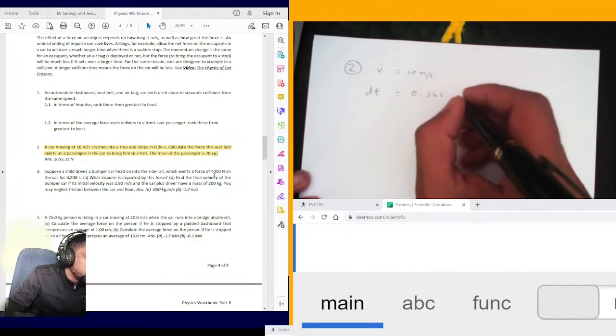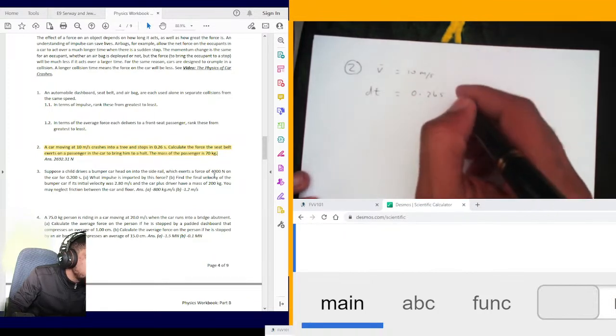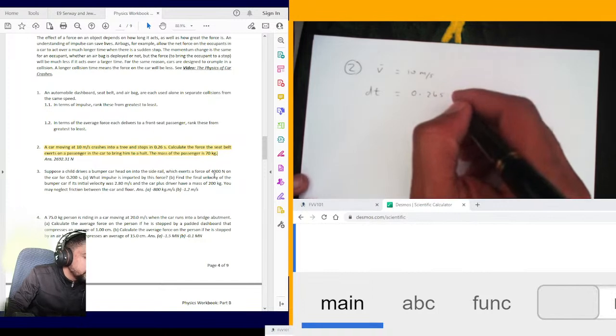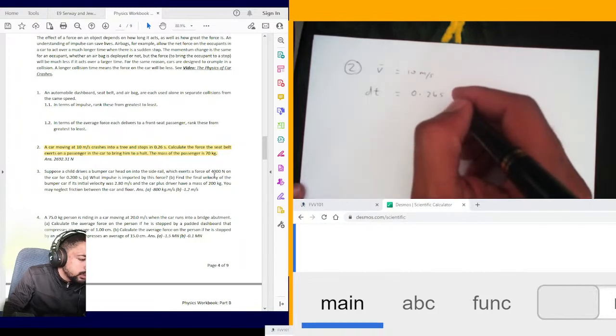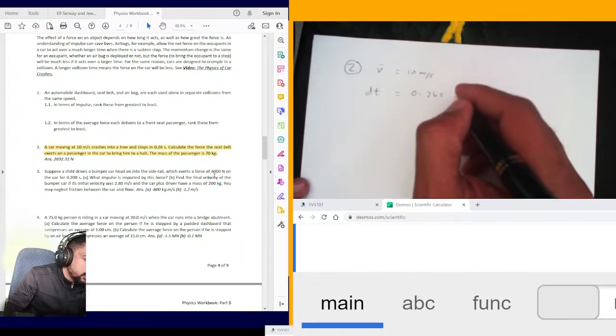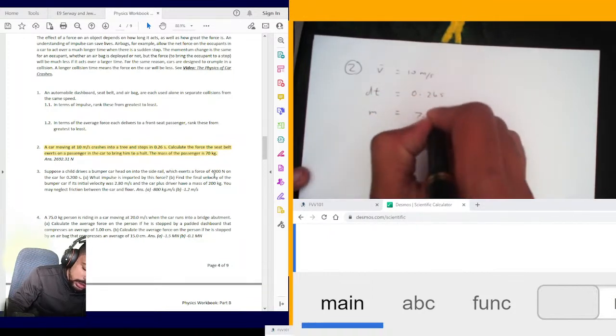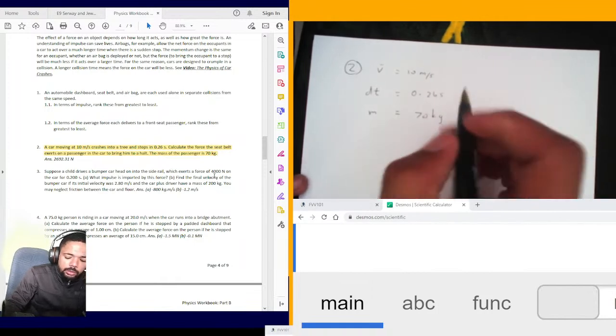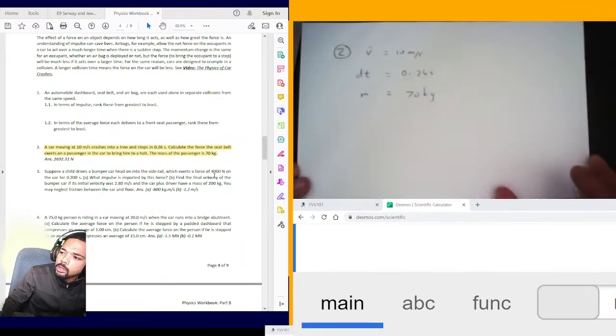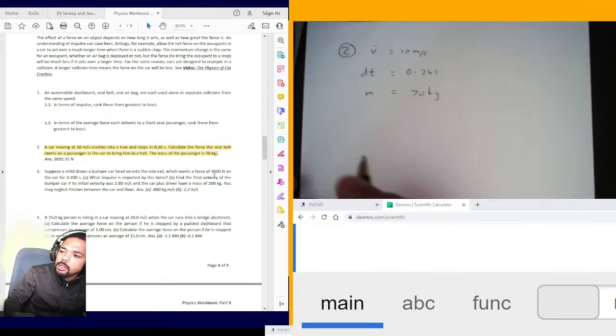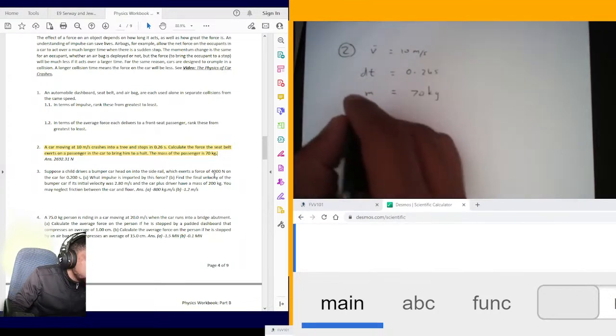seconds. Okay, calculate the force the seat belt exerts on a passenger in the car to bring him to a halt. The mass of the passenger is 70 kilograms. I wrote down everything that has been given. That is a good way to start a problem. You write down everything that has been given to you, and then you attack the problem.